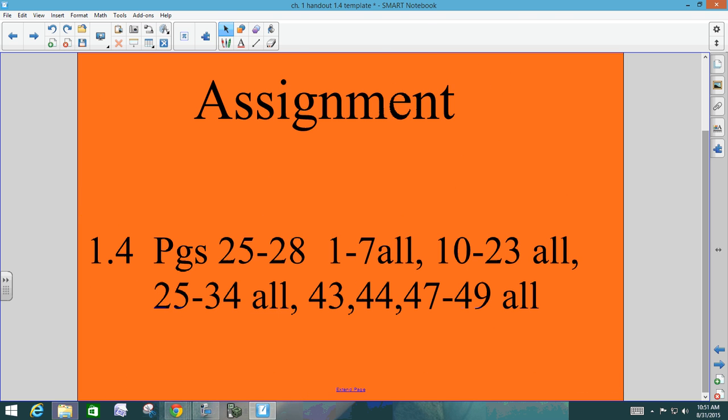There's your homework. Tomorrow you'll have a worksheet over these two sections.